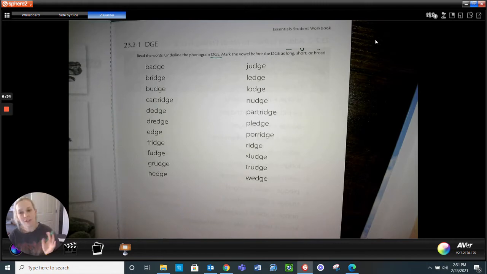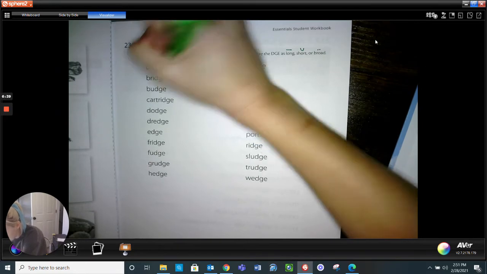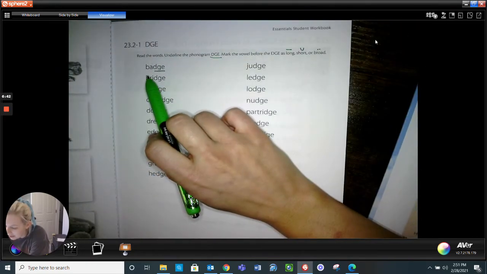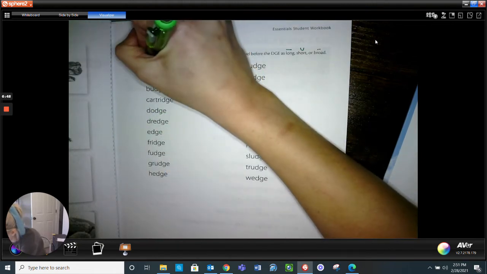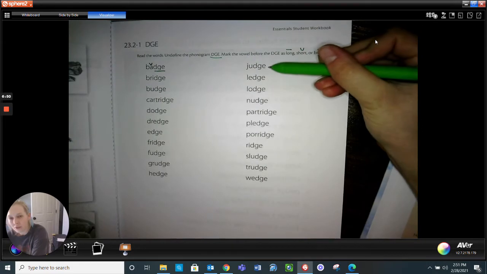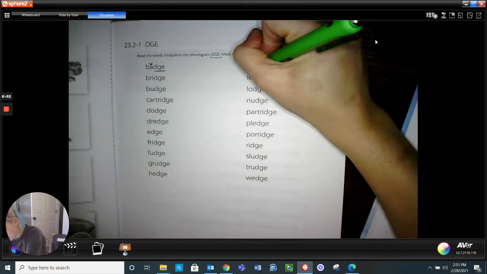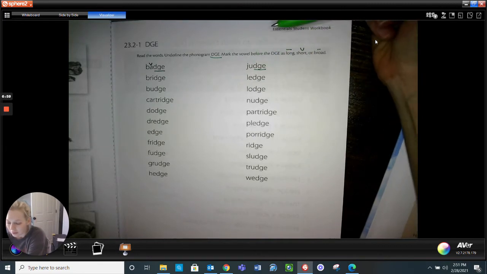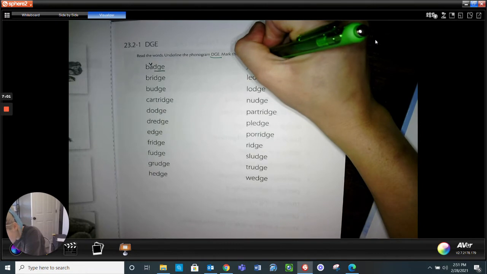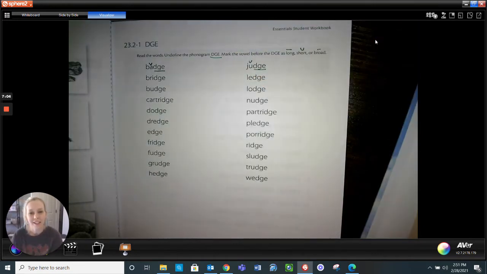All right, let's do the first couple together, then you can pause the video. DGE, and then what is the vowel before? It's an A, and the word is badge, so this is a short sound. Let's go over here. Judge, underline DGE. The vowel before is U, and it makes the short sound, so that one is also short. All right, I think you can do the rest on your own. Go ahead, pause the video, get this page done, and then come back for the answers.